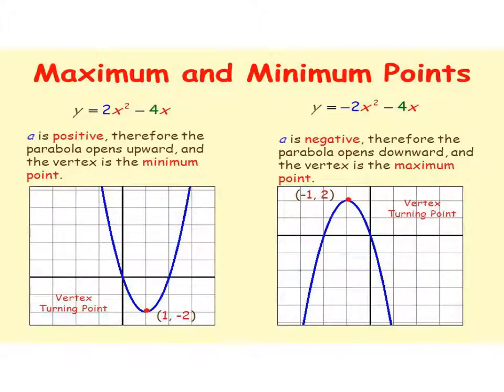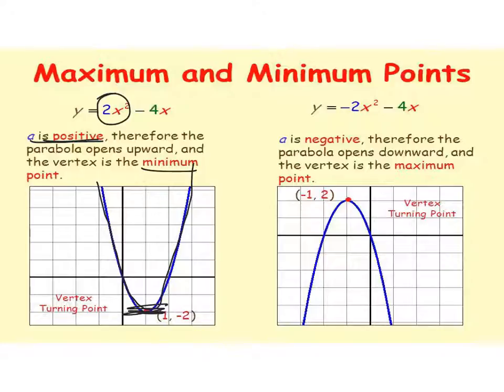Now we're going to talk about a max or a min. To determine whether a given parabola has a maximum or a minimum value, we look at a. So we look at this number right in front of the x squared. If a is positive, our parabola opens upward and is shaped like this picture right here, which tells us that we have a minimum point at our vertex. So if a is positive, we have a minimum.